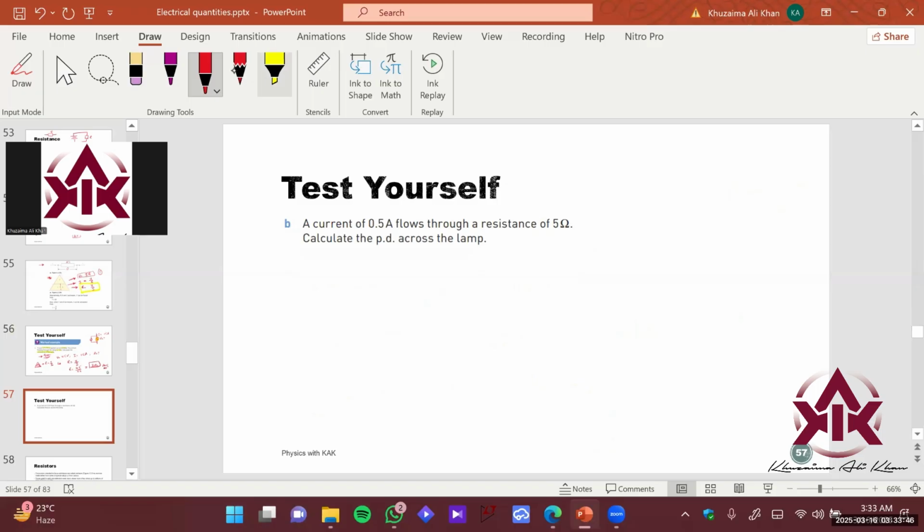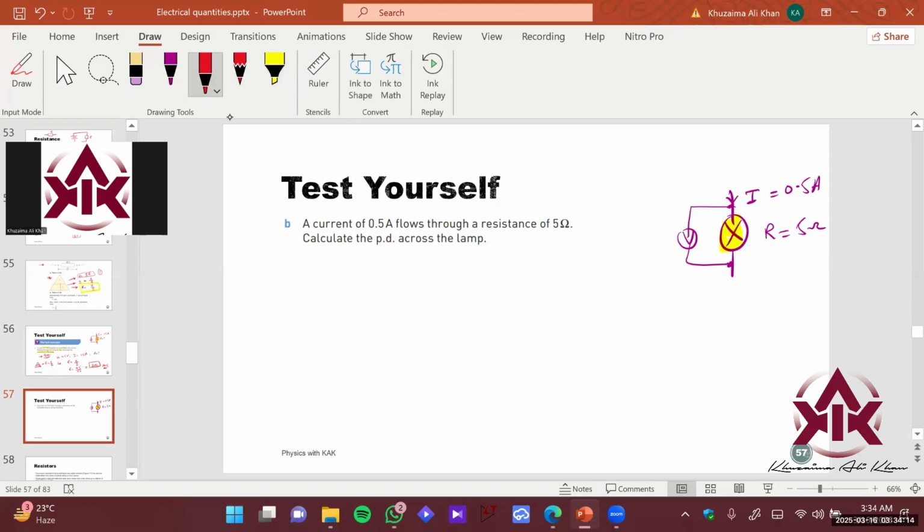Now, given something else, we have the same scenario which we established in the last slide. Pause the video and solve the question here. We have a current of 0.5 amps flowing. You know the resistance of the lamp in this scenario, that is 5 ohms. Let's say you want to find out the potential difference across the lamp. You cannot use a voltmeter here now. You need to use the formula, right?